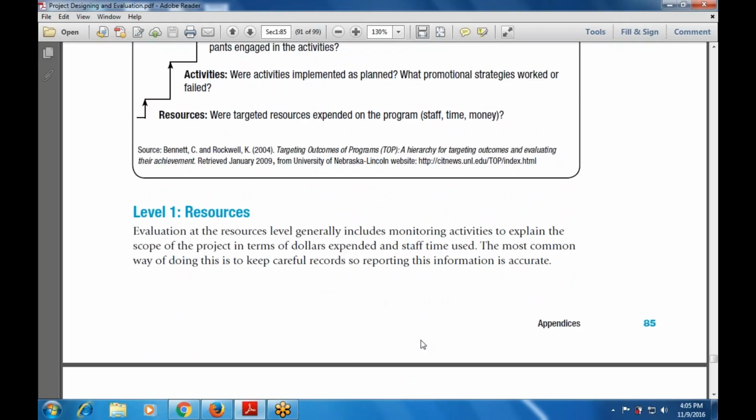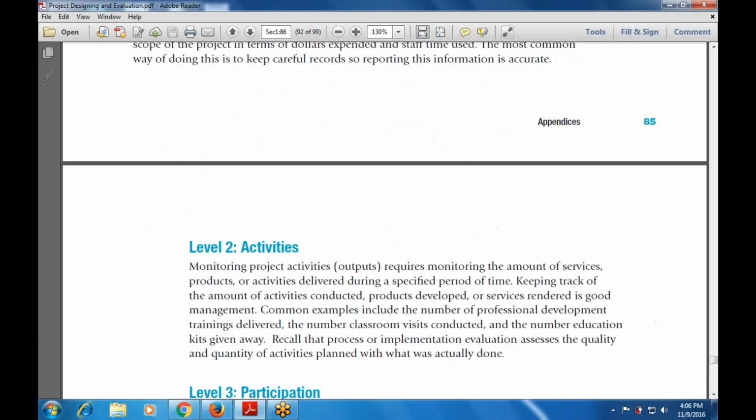So let's talk about level number one. We discussed in the last class what the resources are, why we use the resources, what concerns are involved, how the evaluation will be done and what methods are used with the resources. That includes monitoring activity and how to explain the scope of the project in terms of dollars expended or staff time required or used. The most common way of doing this is to keep careful records, so reporting this information is very accurate. We have to record this accurate information. That is level number one, resources.